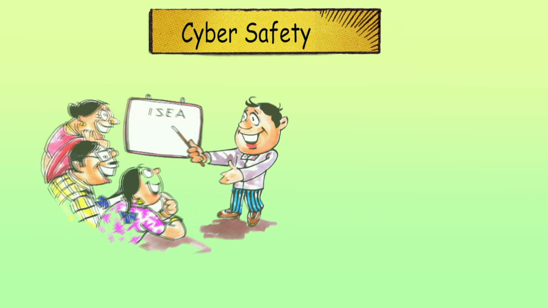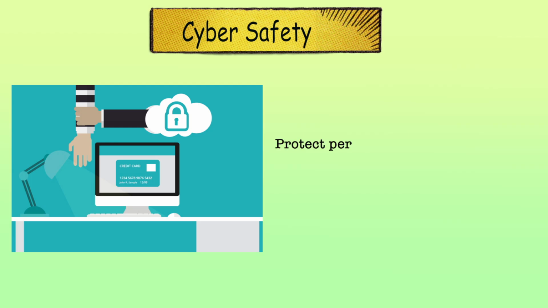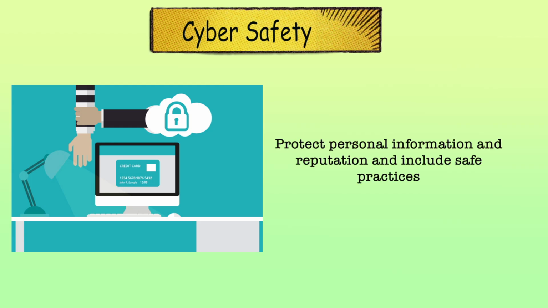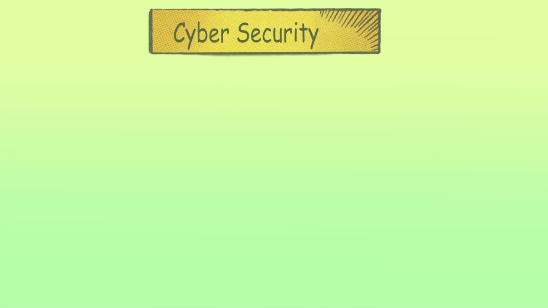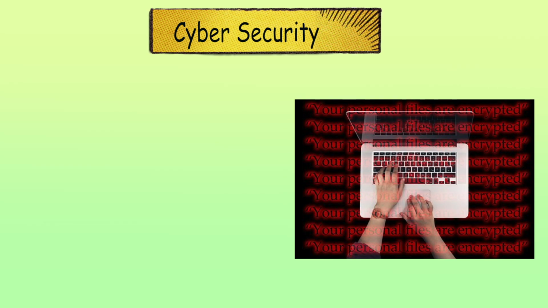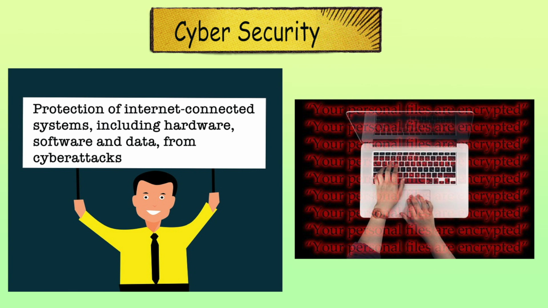Cyber safety. Cyber safety addresses the ability to act in a safe and responsible manner on the Internet and other connected environments. These behaviors protect personal information and reputation and include safe practices to minimize danger from behavior-based rather than hardware or software based problems. Cybersecurity. Cybersecurity covers physical protection of personal information and technology resources from unauthorized access gained via technology.